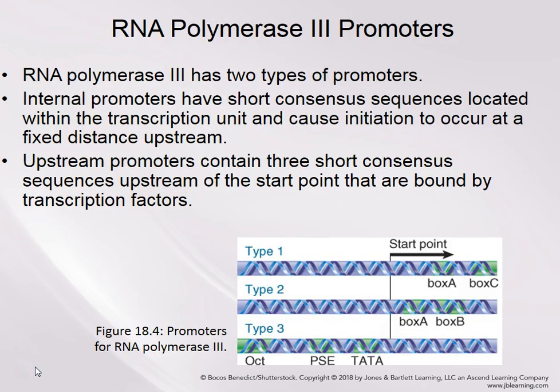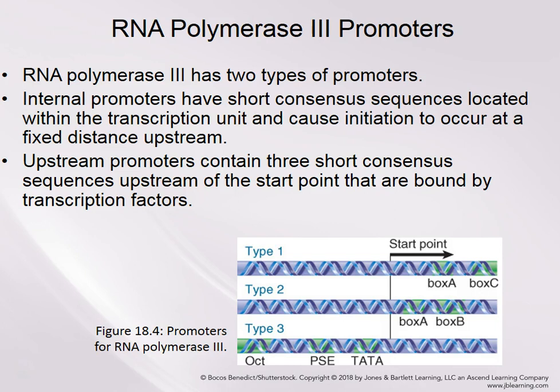Polymerase 3 has 2 types of promoters. The internal promoters have shorter sequences located within the transcription site and cause initiation to occur upstream. And then it has upstream promoters that contain sequences upstream of the start site. There are also small proteins that are required for the formation of the whole structure, but they're not a part of the protein themselves. These are called assembly factors.